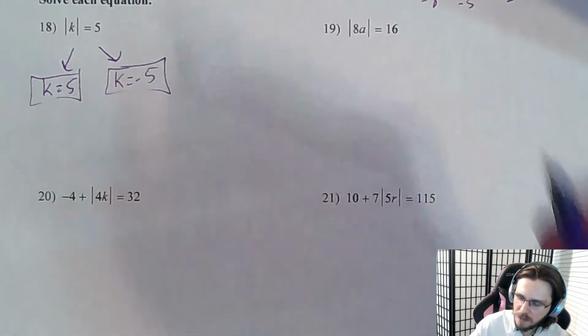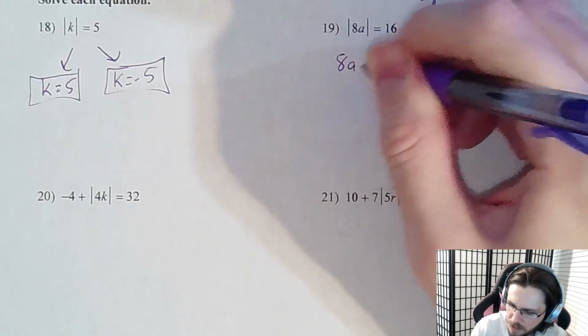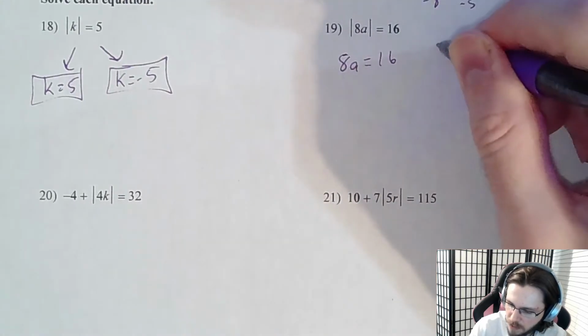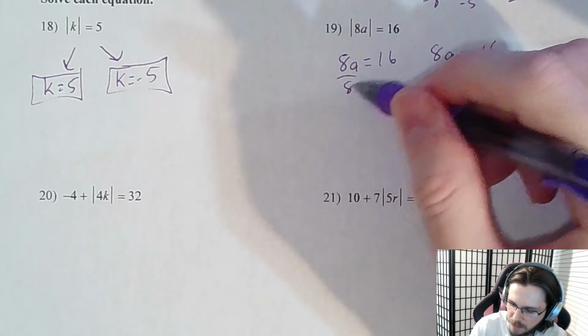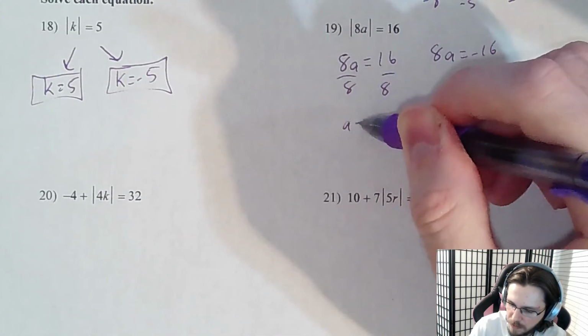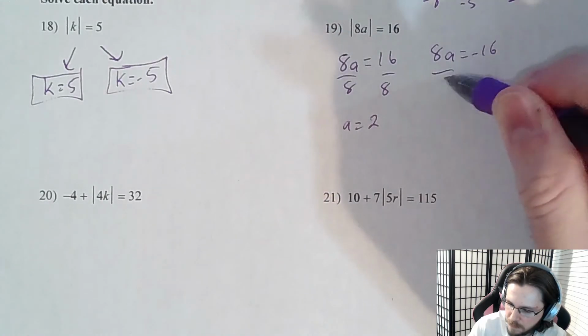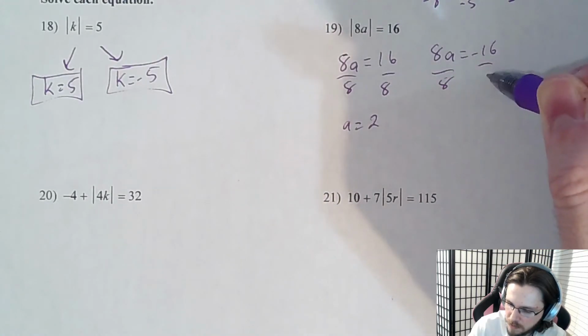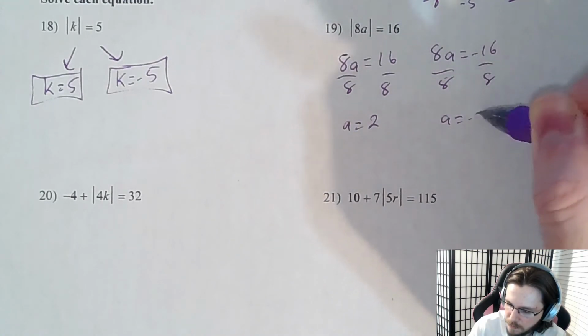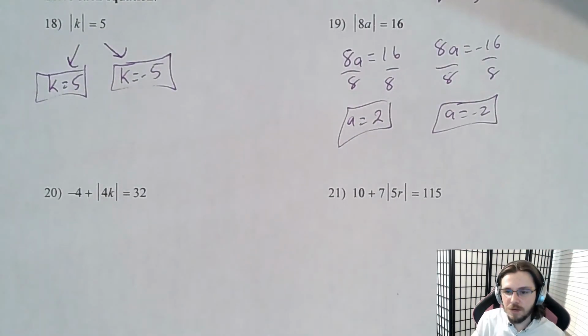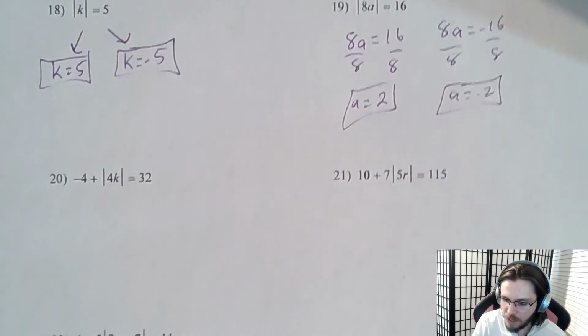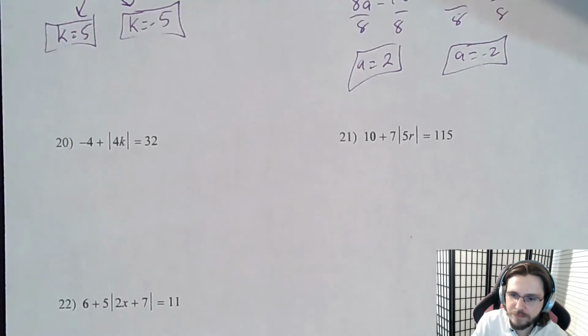Same concept over here, except when you split it into two questions, you actually have to do the work to solve, by dividing both sides by 8. Not too much more work, but it is technically a little bit more work. One positive, one negative. It happens to both be the same number. It isn't always the same number. It will be the same number on number 20 as well, but not 21 and 22.